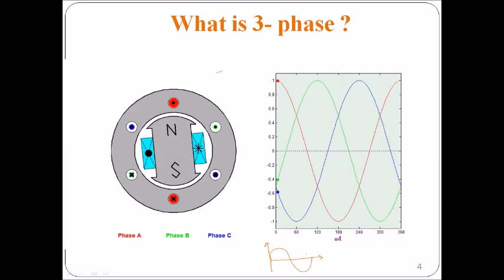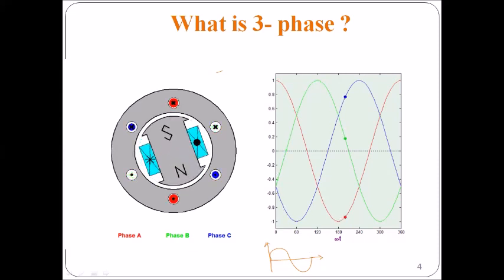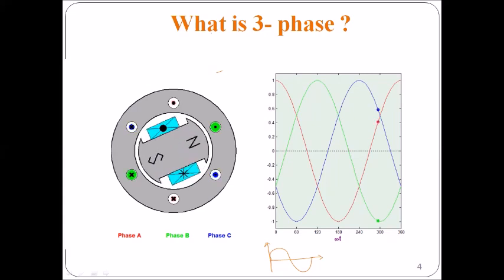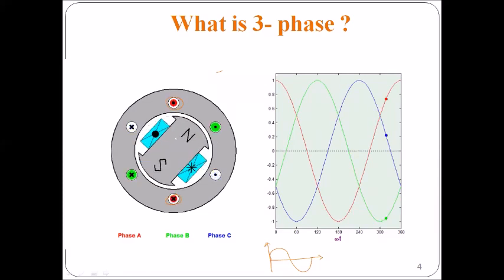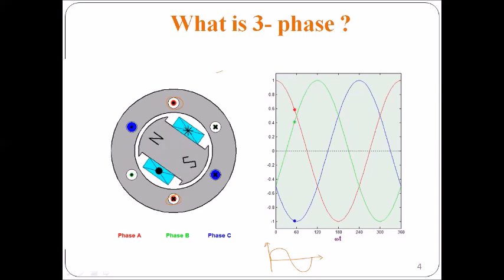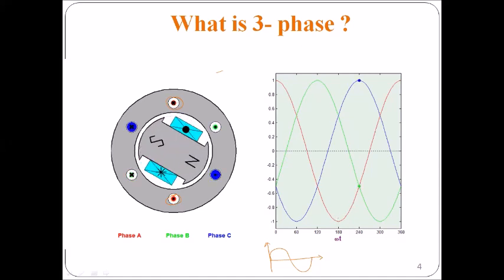Now, what is the advantage? Anyhow, we have already discussed it, but I'll just highlight the process here. See in the diagram, you see the north pole and the south pole arrangement, right? Whenever it coincides with this red arrangement, we can see that the voltage developed will be maximum.